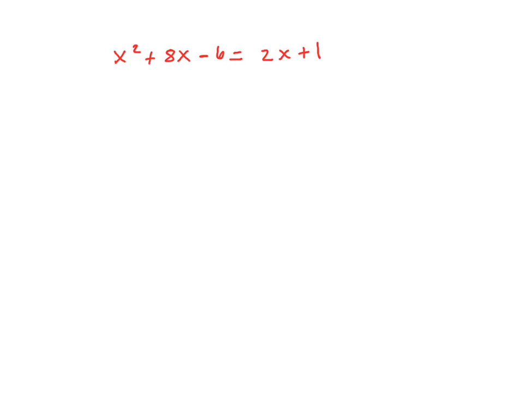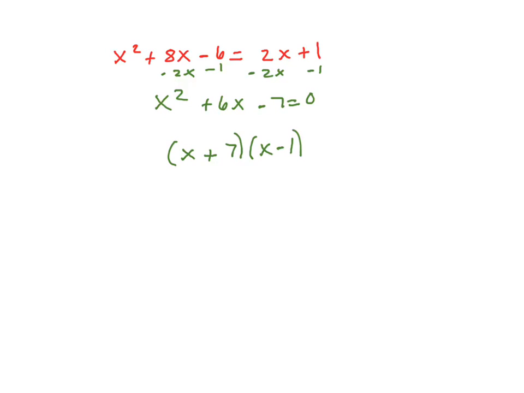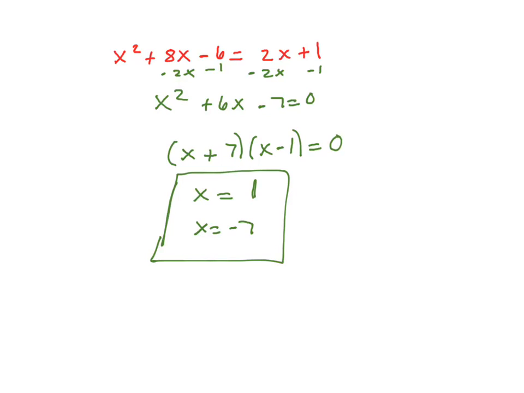When we go to solve for this, we can move everything over to one side. x squared plus 6x minus 7 equals 0. When we factor this, we get x plus 7 times x minus 1 equals 0. So then we get x equals 1, x equals negative 7. Those are going to be our two solutions, and if you go through and check, which I do recommend doing on the test, you can see that those are correct.